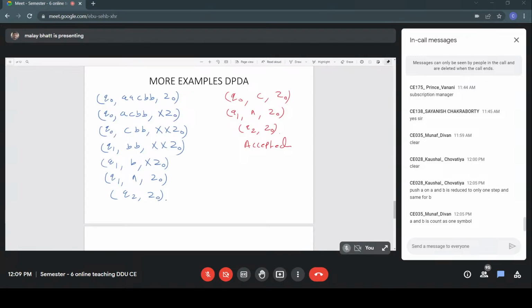Now if the input is only C, then Q1 null Z0 will directly go to the Q1 state. No push operation is required, and Q1 null Z0 will give us Q2 Z0. So it is accepted.